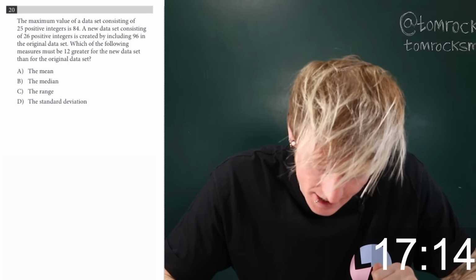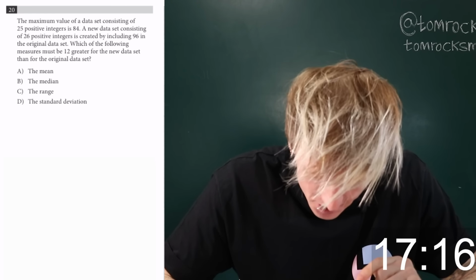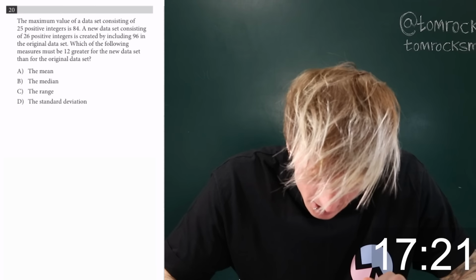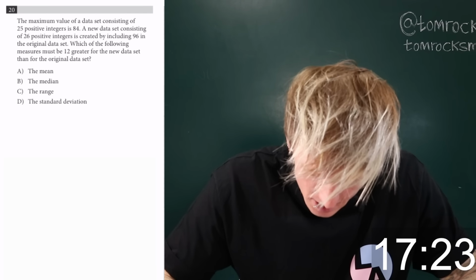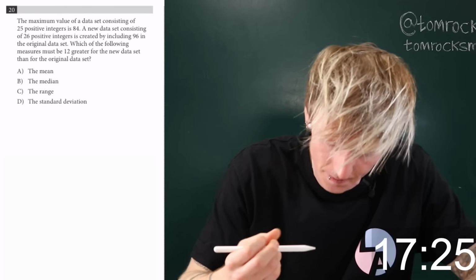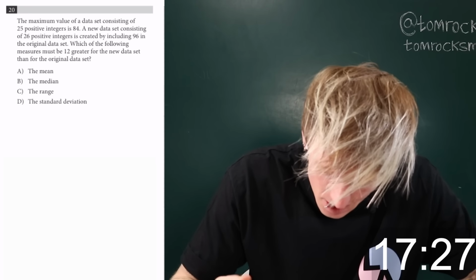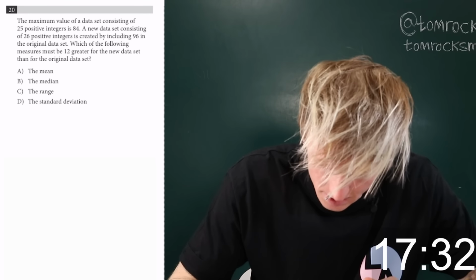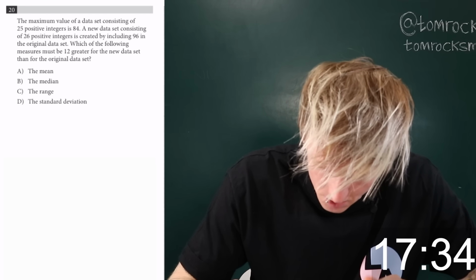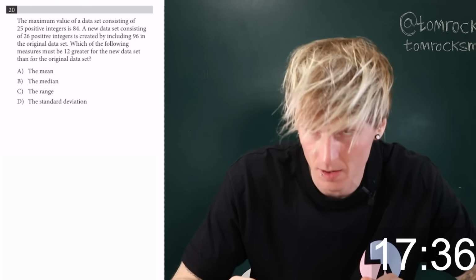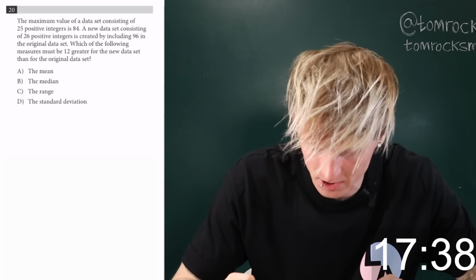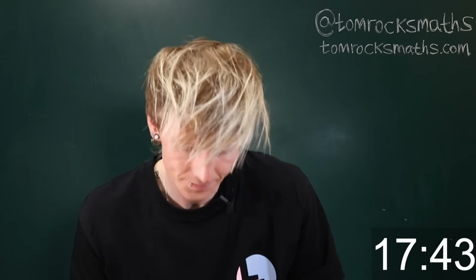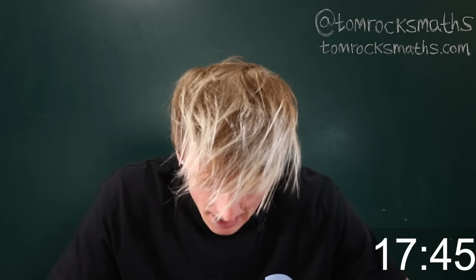Okay, question 20. The maximum value of a data set consisting of 25 positive integers is 84. A new data set consisting of 26 is created by including 96 into the original one. Which of the following measures must be 12 greater for the new data set than for the original? The range. So we've added a new big one. We don't know how the mean's going to change. The only thing that can change is the range. Yeah, the range has to go up. Cool. Nice way of testing the range there.